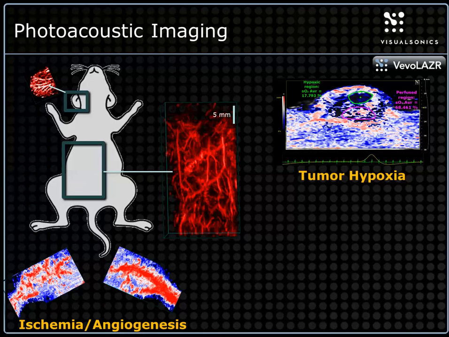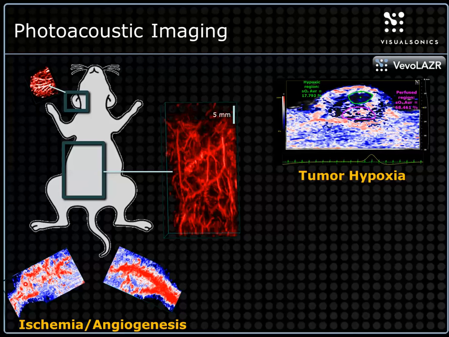Related to that is ischemia and angiogenesis imaging. A commonly used model for this is a femoral artery ligation. So the femoral artery of the animal is ligated, and then the regrowth or angiogenesis that goes on there, the regrowth of the vessels can be imaged over time. And then we can look at how much oxygen is actually being delivered by the blood to that limb versus the control limb, which is this one here.